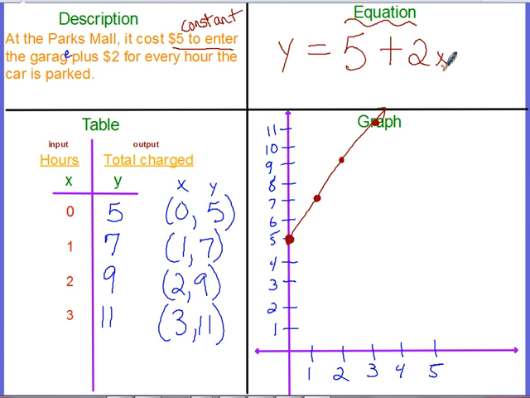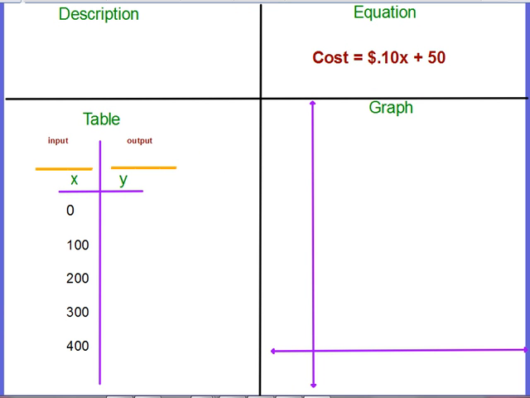And if you notice, this part right here is what I was doing over here when I was trying to find my y values. I was doing 5 plus 2 times 0, 5 plus 2 times 1, 5 plus 2 times 2. So notice all of these pieces here are going to be interconnected. Okay, we're going to try one more together. Notice this one, I gave you the equation. We're going to have to create a description, a graph, and a table.